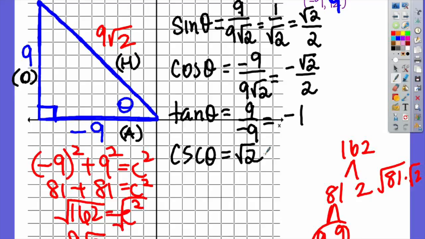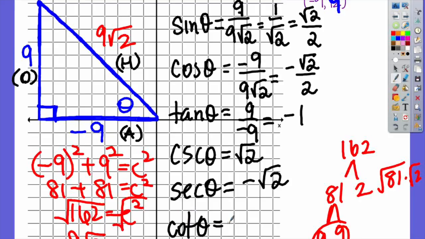Cosine goes with SEC. What does that stand for? Secant. And we just have to flip cosine, which is just negative square root of 2. And then lastly, tangent goes with cotangent. And that will still be negative 1. Okay? And there you go. There are your 6 trigs.